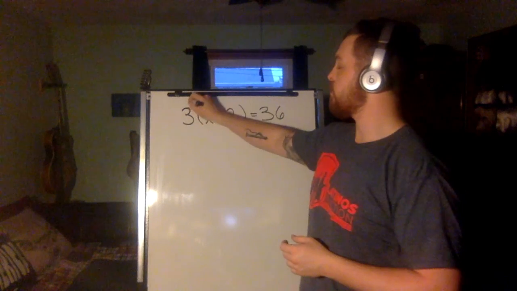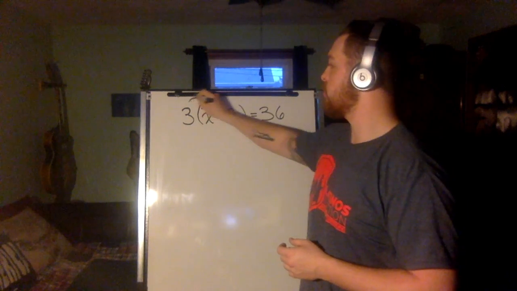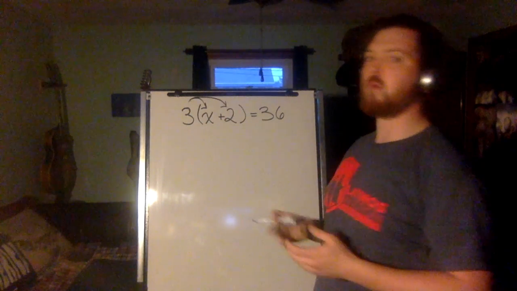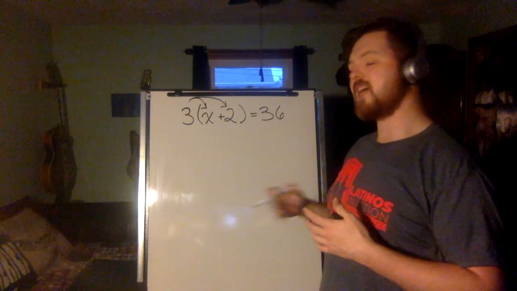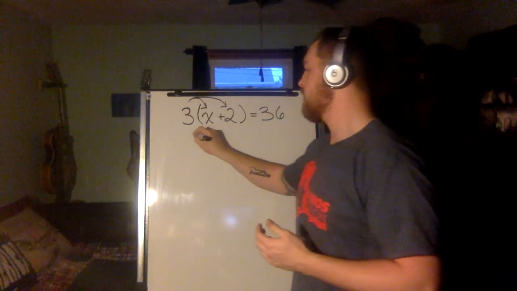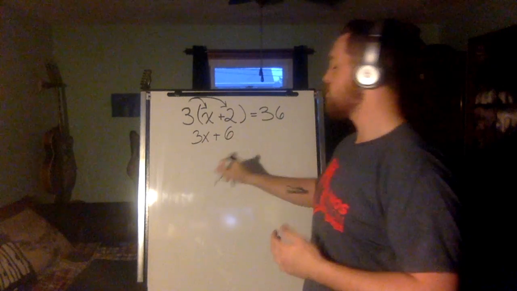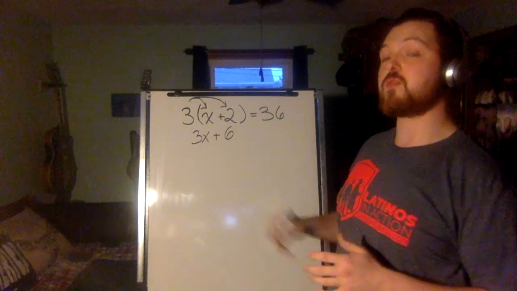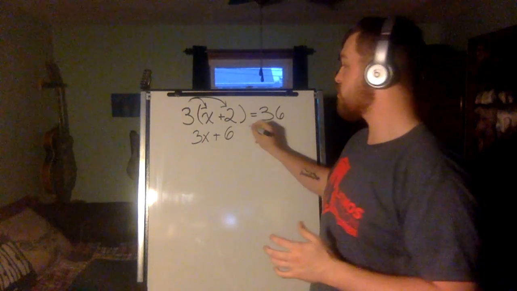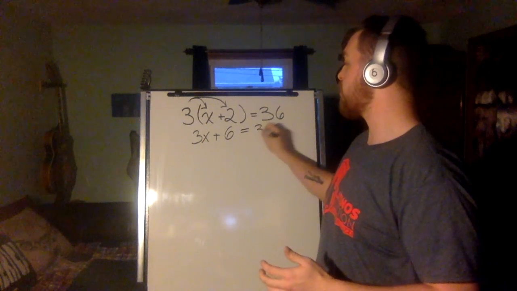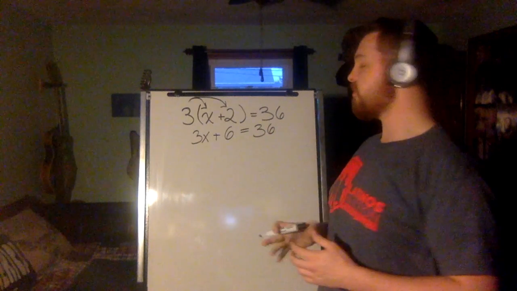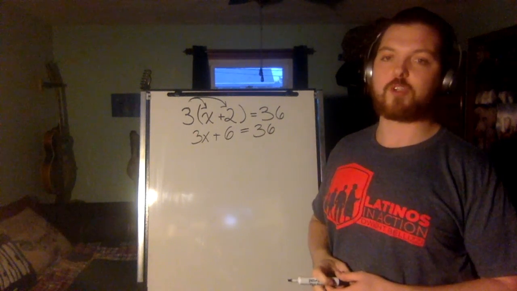Now when I distribute the 3 to the x and the 3 to the 2, that's just a big fancy word that means multiplication. So 3 times x is just 3x. And hopefully we all know that 3 times 2 is 6. So my new equation, instead of being 3 times x plus 2, would be 3x plus 6 equals 36. At this point, we just have a normal two-step equation.